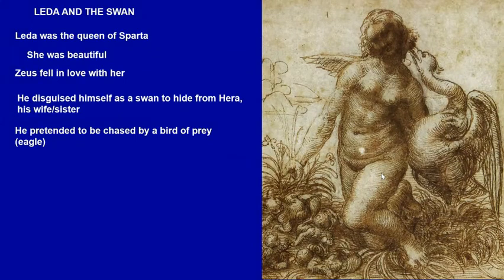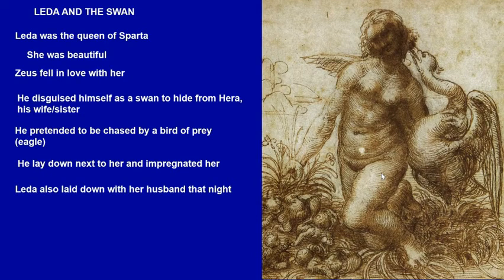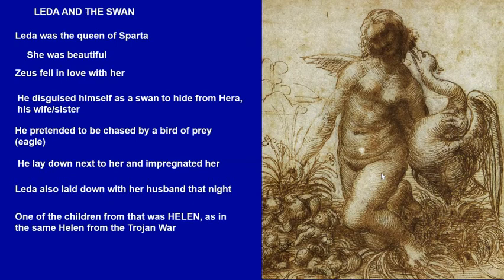And she felt sorry for the swan, and the swan lay down next to her. And I guess they got it on, and she got pregnant from the swan. But she also lay next to her husband that night, and so she had twins, and one of those twins was Helen, as in Helen of Troy. It's the same Helen from the Trojan War, the most beautiful woman in the world. Anyways, that's the story of Leda and the Swan, and again, it's shown a lot through art.